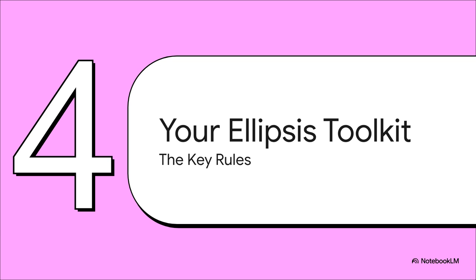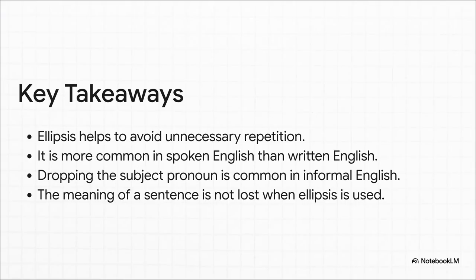So, to wrap this all up, let's just quickly summarize the most important takeaways. You can think of this as your practical go-to toolkit for understanding and using ellipsis. Okay, let's recap the big rules. First and foremost, the main job of ellipsis is to stop us from repeating ourselves unnecessarily. Because of that, you're going to find it way more often when we're talking than in formal writing. And a huge giveaway of that informality is when we drop those subject pronouns like I or you. But here's the golden rule. As long as the context makes sense, no meaning is ever actually lost.